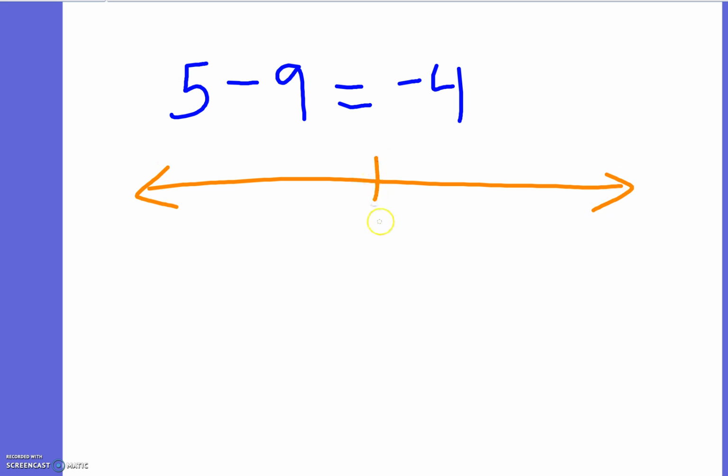And any number line worth its weight in gold, whatever the heck that means, starts at the number 0, and from there we go to our first number, which is 5. So we go 5 to the right. And the reason why we go to the right is because our number line represents positive and negative direction. And remember, positive and negative numbers are just directions.